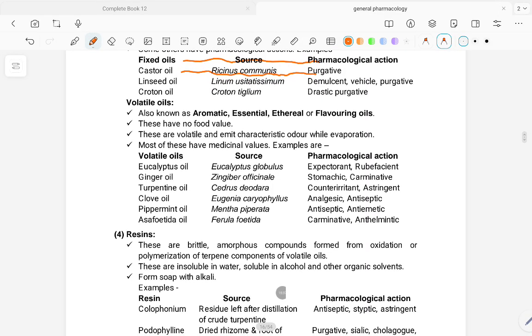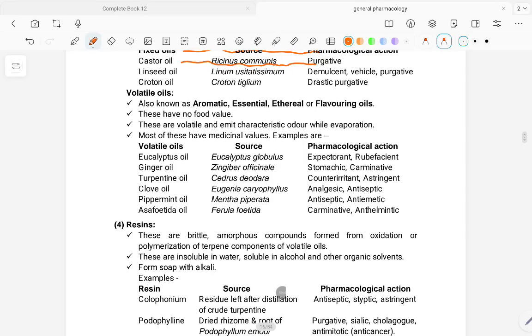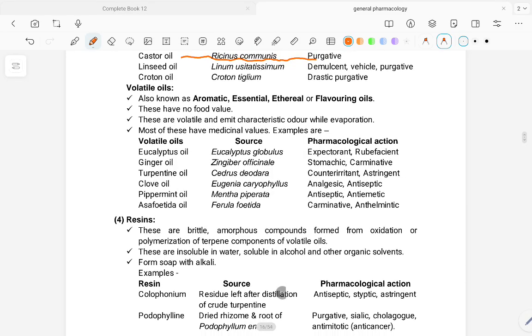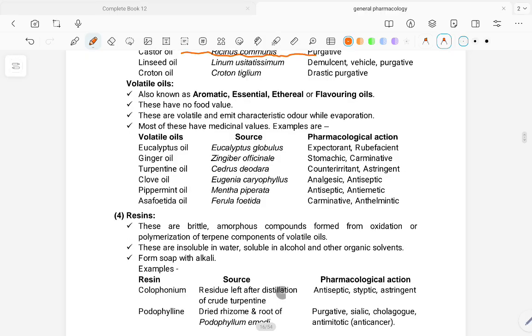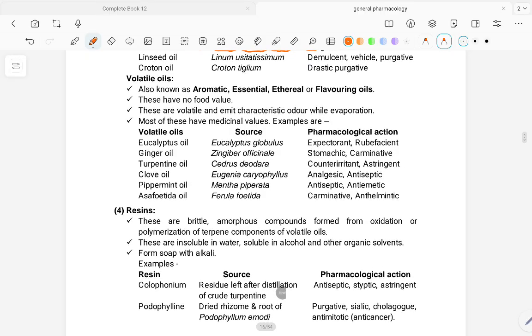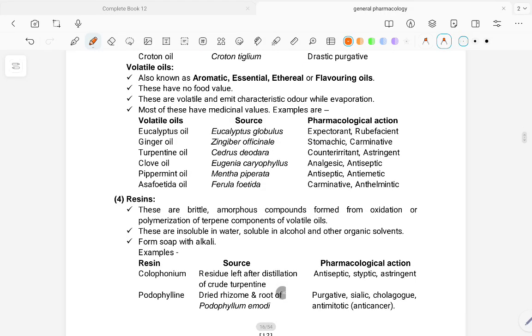Volatile oil, also known as aromatic, essential, ethereal, or flavoring oil. These have no food value. These are volatile and emit a characteristic odor while evaporating. Most of these have medicinal value.